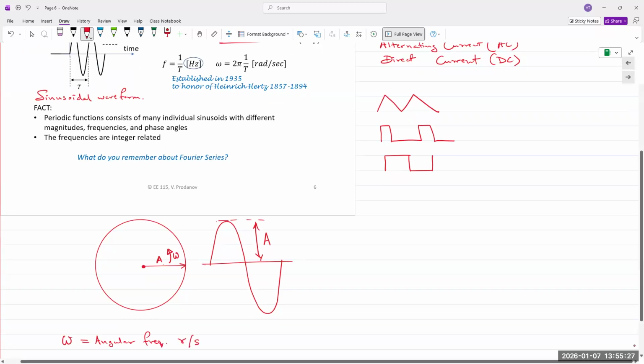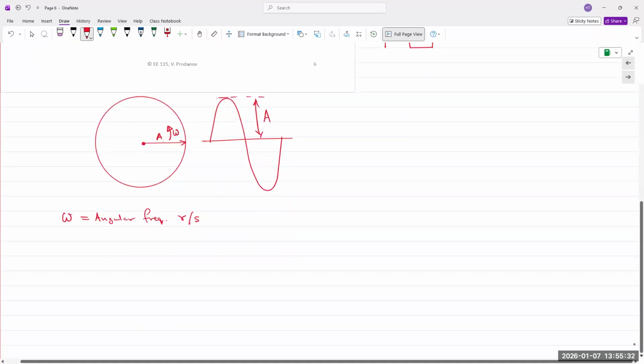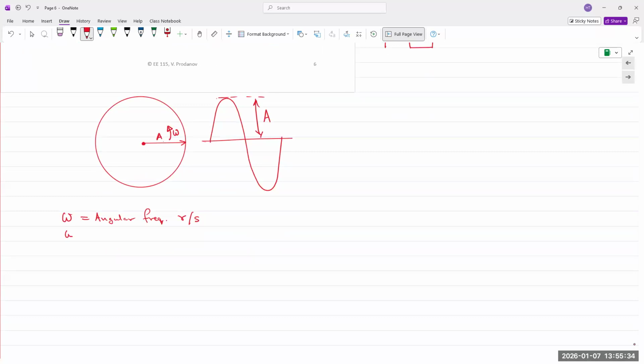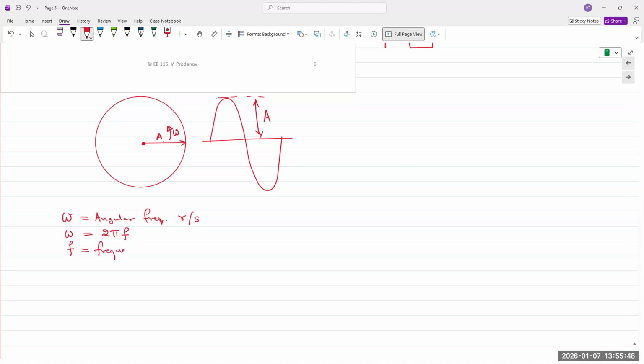Units are radians per second. Omega mathematically can be given as 2 pi f. F is the frequency of the waveform, and the frequency of the waveform is basically how many times the waveform repeats itself in 1 second.